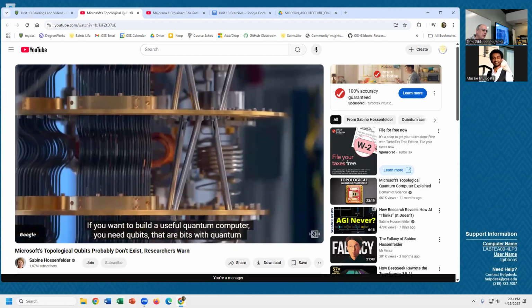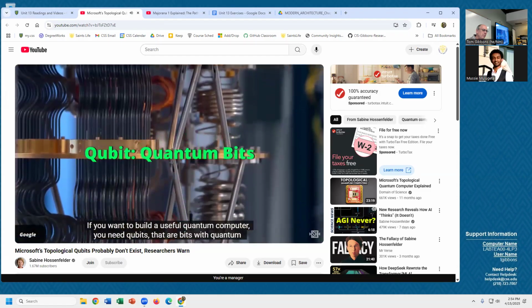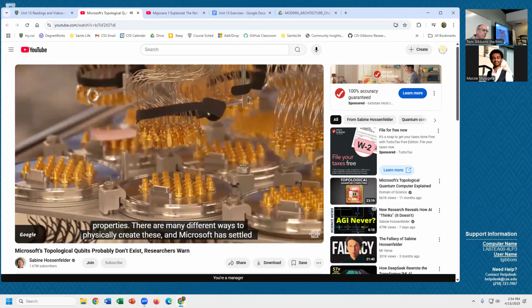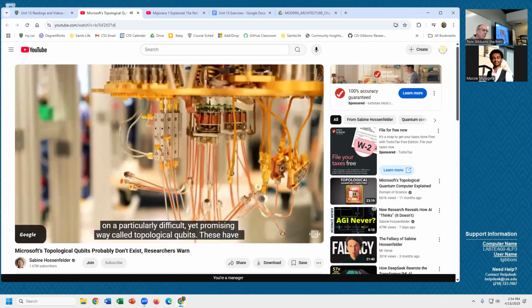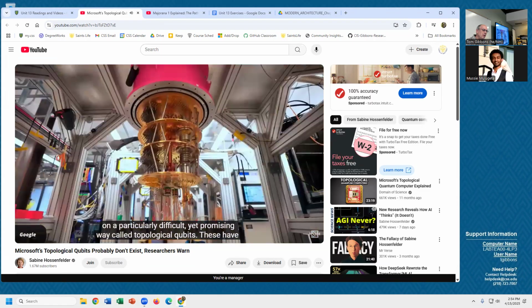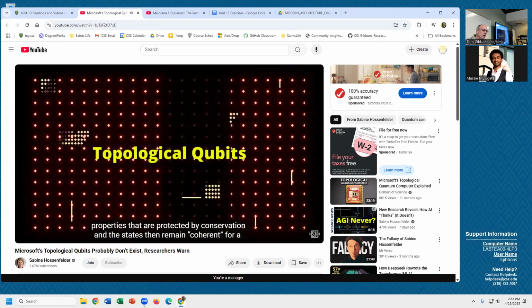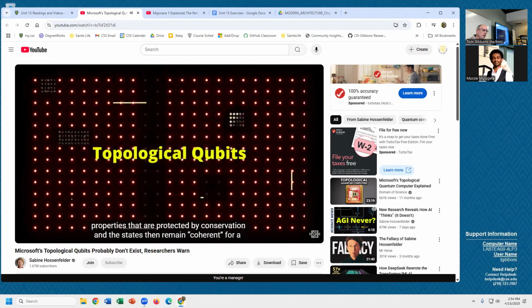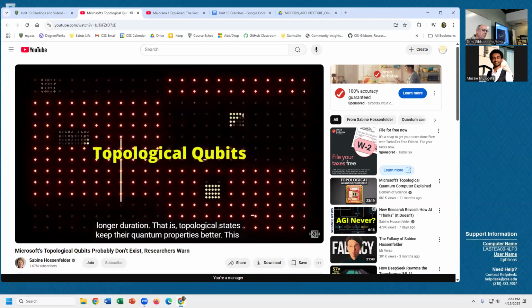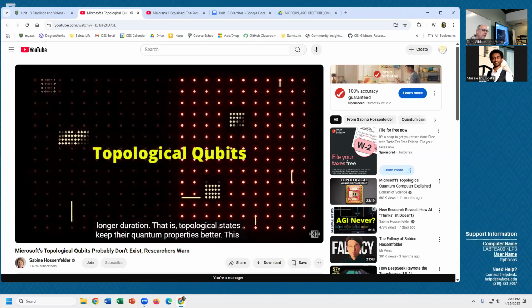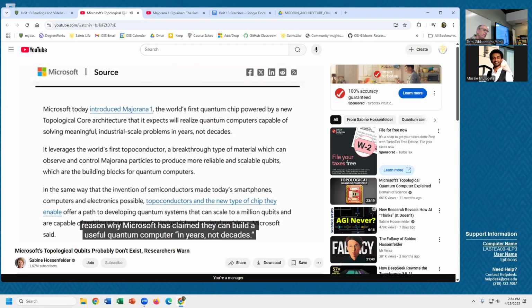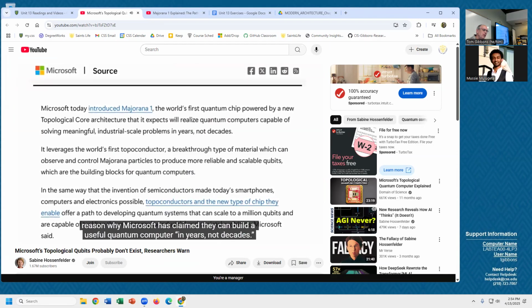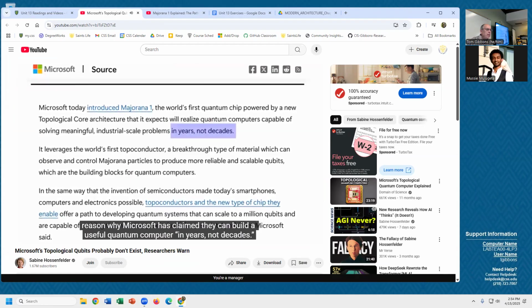If you want to build a useful quantum computer, you need qubits, or bits with quantum properties. There are many different ways to physically create these, and Microsoft has settled on a particularly difficult yet promising way called topological qubits. These have properties that are protected by conservation laws, and the states then remain coherent for a longer duration. That is, topological states keep their quantum properties better. This means that topological qubits could make it much easier to build large quantum computers, and that's the reason why Microsoft has claimed they can build a useful quantum computer in years, not decades.